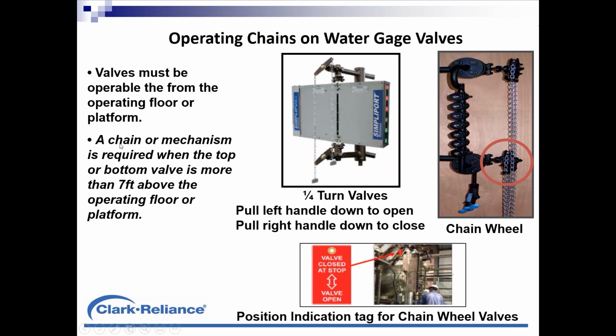They don't use the word chain in the code, but chain is the most common word. The word you'll find in the code is an operating mechanism, which could be a chain, could be reach rods, could be automated valves, but typically chains are used. In this illustration in the top center, we have quarter turn valves. In this position, this left handle is pulled down to open both valves. And if I pull this handle on the right to close both valves, they would both be shut tight.